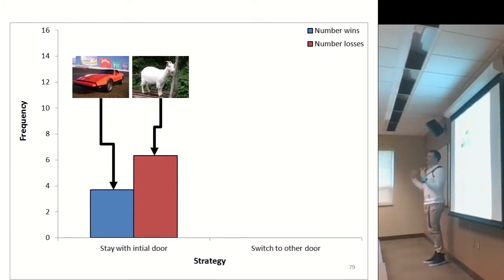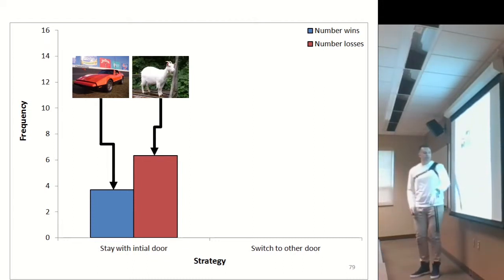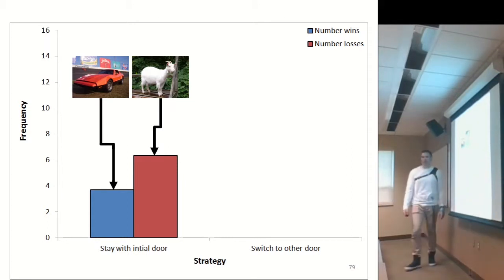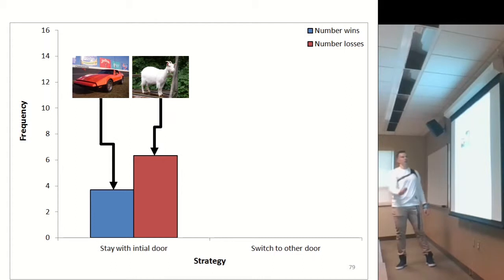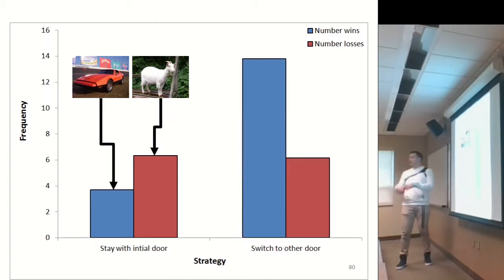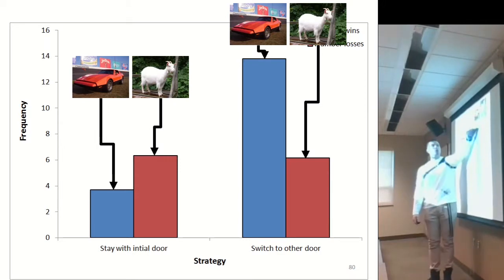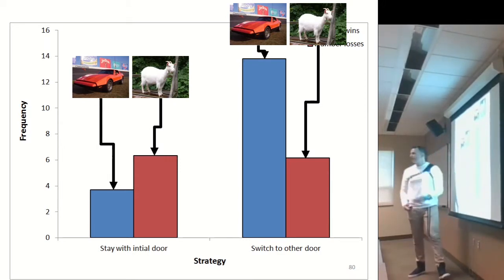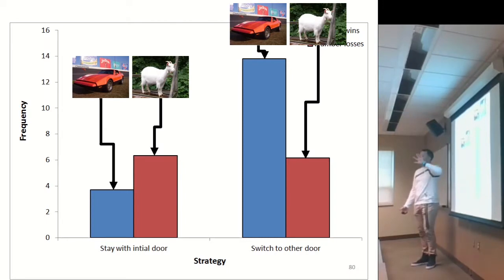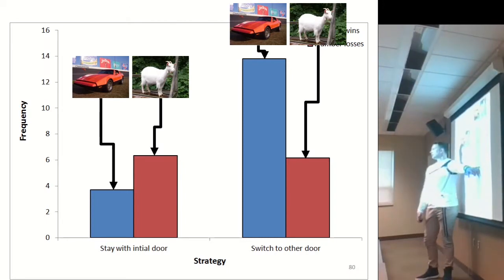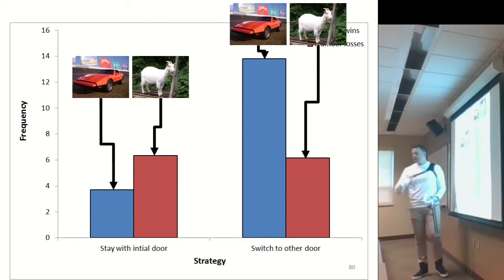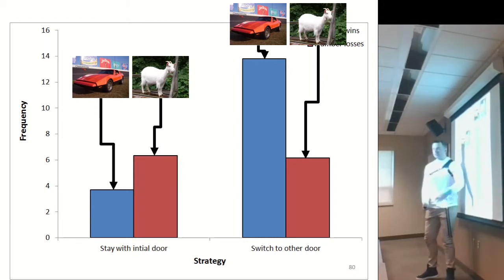And you can see that if you stay with the original door, with your initial selection, you're more likely to win a goat. Actually, 2 out of 3 times you're going to win that goat. 1 out of 3 times, you're going to win the car. If, on the other hand, you switch to the other door, and most of you decided to switch, you're going to win the car much more than you win the goat, and you'll actually win the car twice as often as you win the goat. So this is actual proof that it is beneficial to switch to the other door. You are increasing your chances of winning by switching.